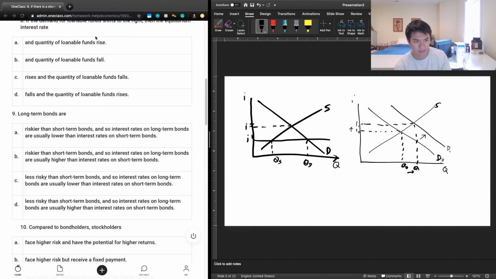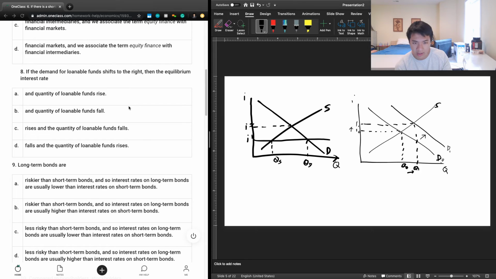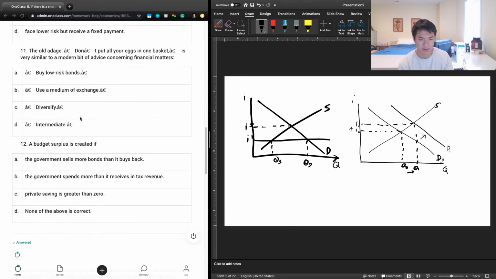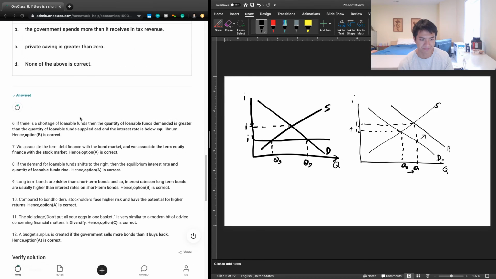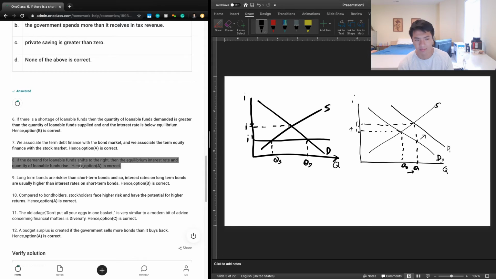So A is going to be the right answer here. We see that if we draw it out, though we don't have to do it on paper. We can if we want to, but we can also do it in our head. The demand for loanable funds shifts to the right, and the equilibrium interest rate and quantity of loanable funds rise. That is the correct answer as well, the one that the previous tutor chose. If demand for loanable funds shifts to the right, then the equilibrium interest rate and quantity of loanable funds rise, hence option A is correct. Great.